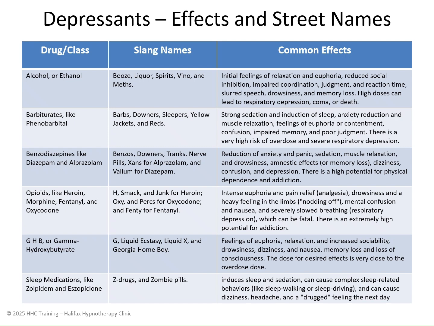For barbiturates like phenobarbital, slang names include barbs, downers, sleepers, yellow jackets, and reds. Common effects include strong sedation and induction of sleep, anxiety reduction and muscle relaxation, feelings of euphoria or contentment, confusion, impaired memory, and poor judgment.